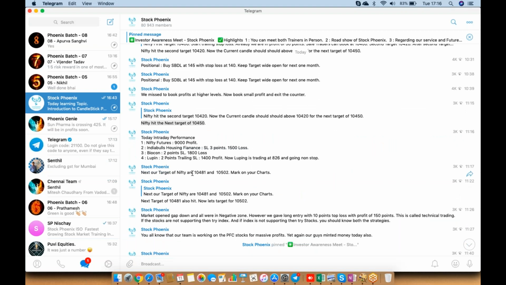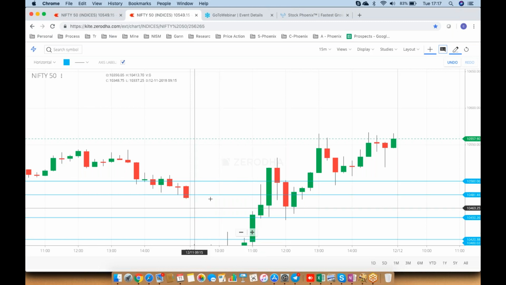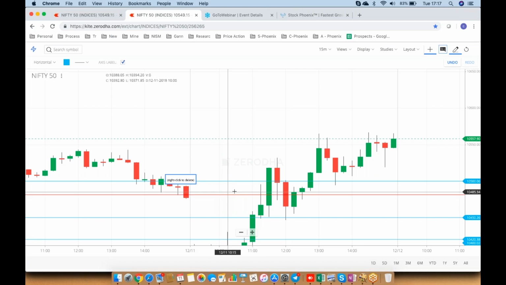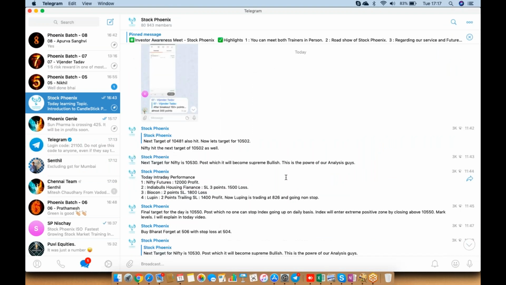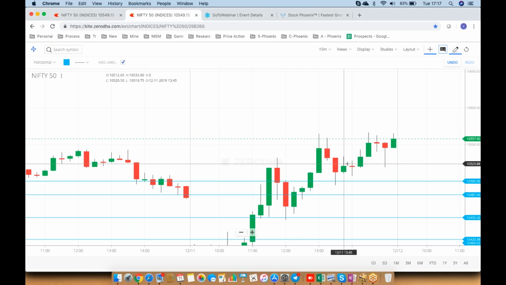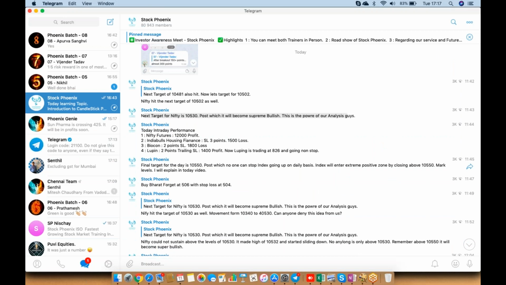So 481 was right here. It went to 500, and finally we set the final target for the index. Nifty will become 530, post which it is super bullish, right? It went to touch 530. Then finally we said book all the profits at 10,530, close all your calls.